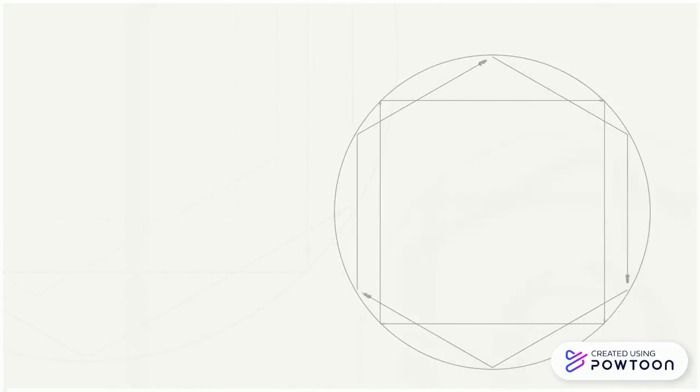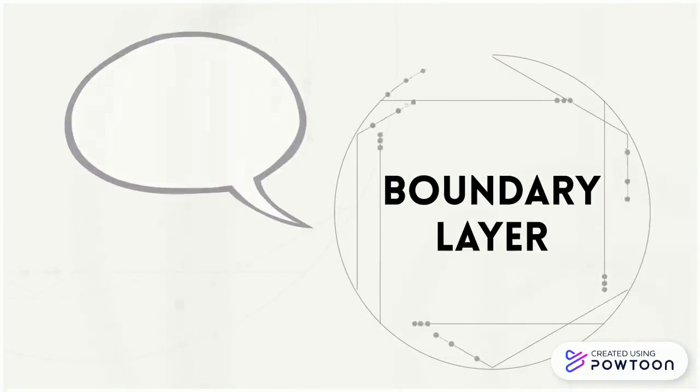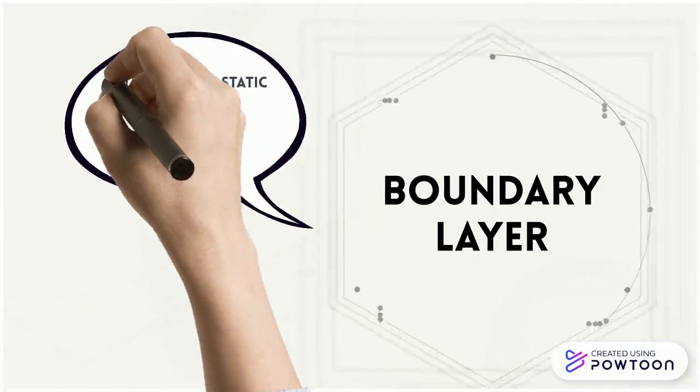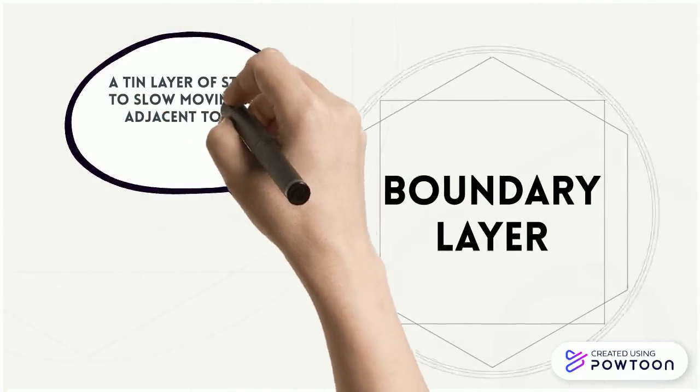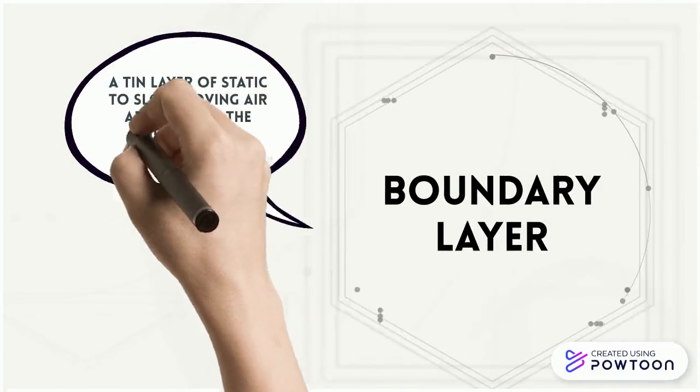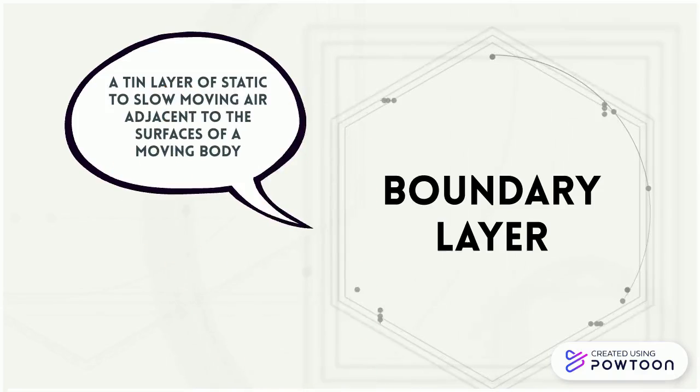And now the last one, the boundary layer. It is a thin layer of static to slow-moving air adjacent to the surfaces of a moving body. The friction between the body and the surrounding air holds back the flow nearest to the surfaces, while the air further from the body in the mainstream flows past at unabated speed.